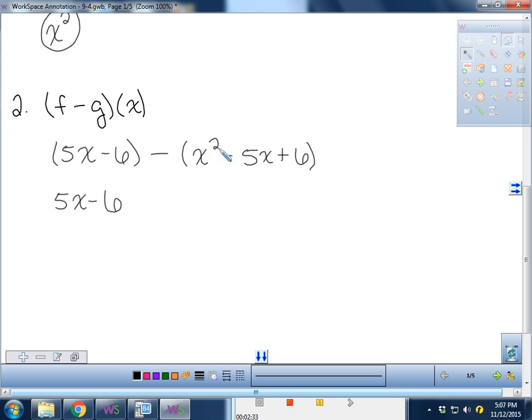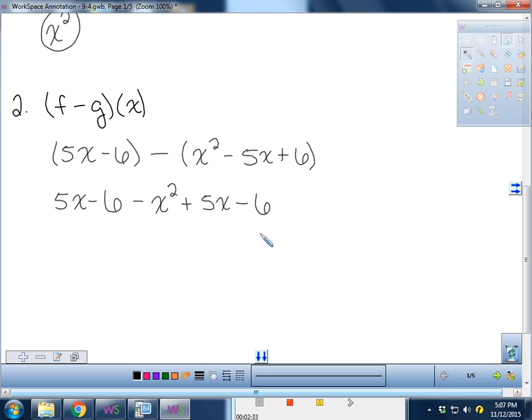This has a negative to distribute. Remember, when you distribute a negative, all it does is it changes the sign of everything that follows. So if I distribute a negative to this x squared, that's going to become negative x squared. If I distribute a negative to the negative 5x, that becomes positive 5x. And if I distribute a negative to the positive 6, that becomes negative 6.